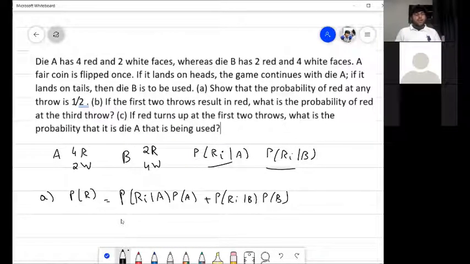So if it lands on die A, or the coin toss tells me it will go to die A, then what is the probability of me getting a red? There are 6 faces, so this is 4/6. For the coin toss, what's the probability of it landing on A? Basically the coin toss giving me a head, that's 1/2. Likewise, this will be 2 red out of 6, so that's 2/6, and that is 1/2.